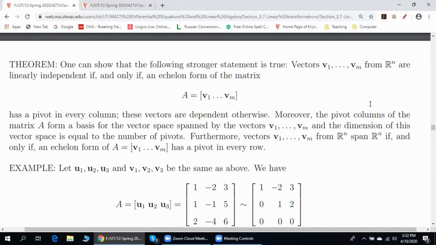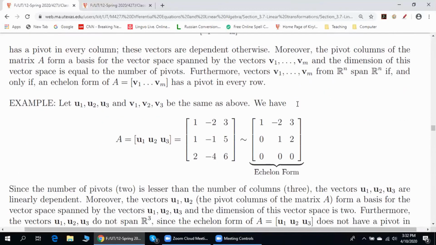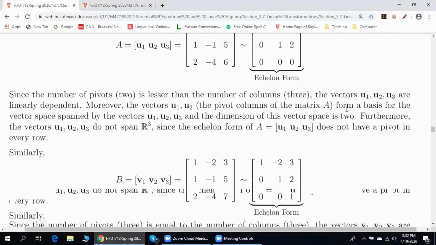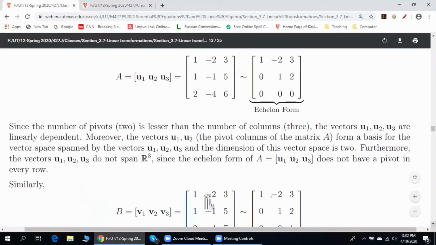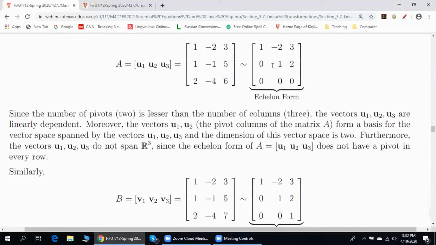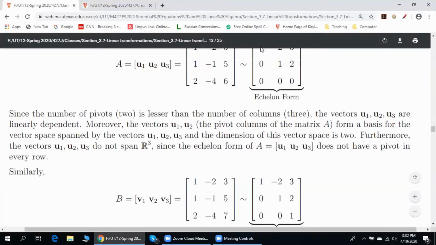Other questions? Can you scroll down to the part of V1, V2, V3? Yes. And then can you reiterate what the difference was? Because they're the same matrix, right? No, these are different matrices. Here we have 6, here we have 7. Okay, sorry. And echelon forms are different. Here we have 2 pivots, here we have 3.